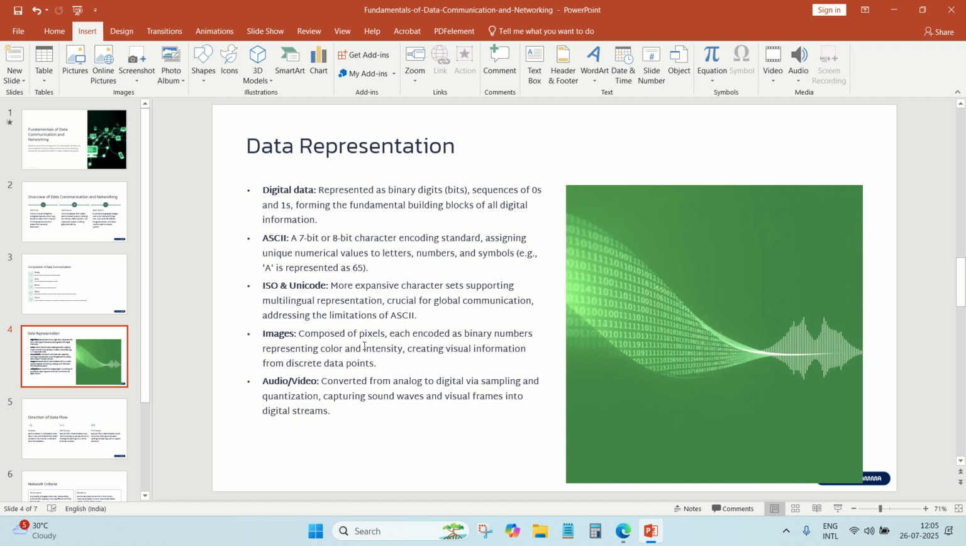ISO and Unicode are more expansive character sets supporting multilingual representation. It is crucial for global communication. It addresses the limitations of ASCII code. Data can be represented as images. These images are also represented by bit patterns.